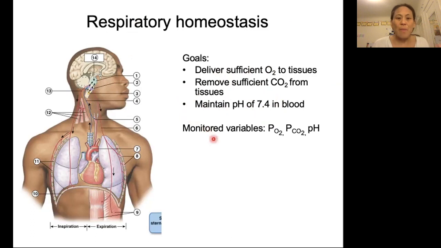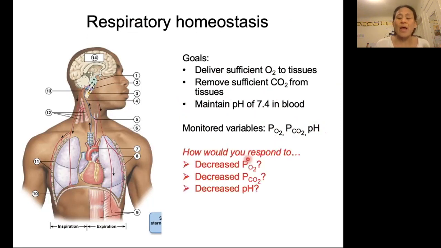The way we do this is we monitor these particular variables. We monitor PO2, we monitor PCO2, and we monitor pH. Before we talk about how we do that, I'd like you to consider these questions. How would you respond to these stimuli? Decrease PO2, decrease PCO2, decrease pH. What I mean is, would you increase or decrease ventilation in response to these stimuli? Go ahead, hit pause and think over those, and we can come back to it.